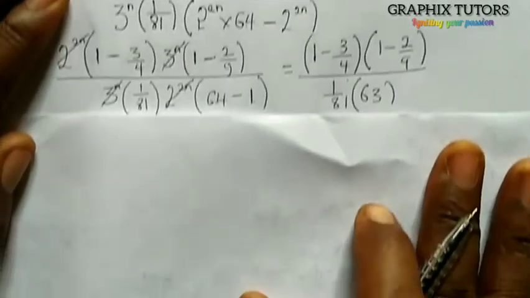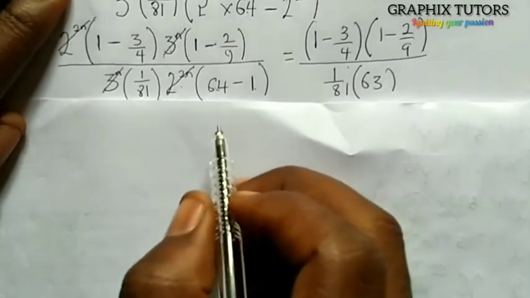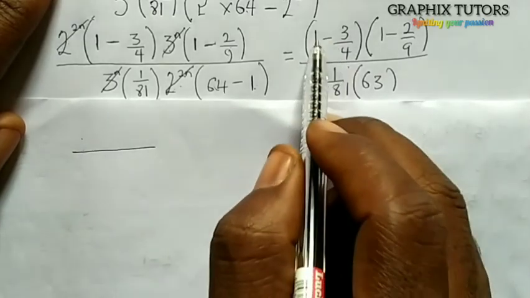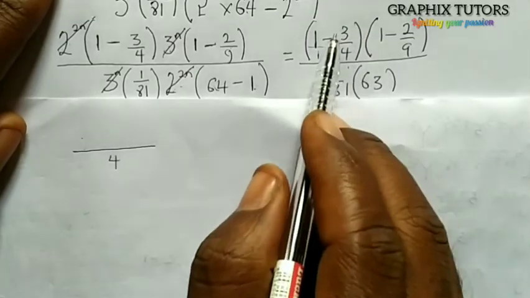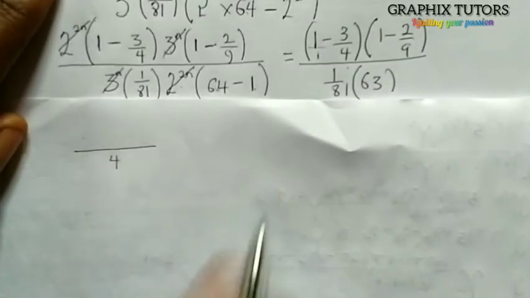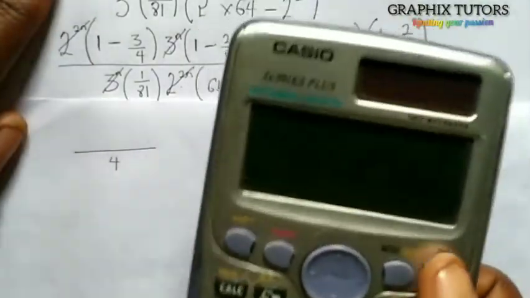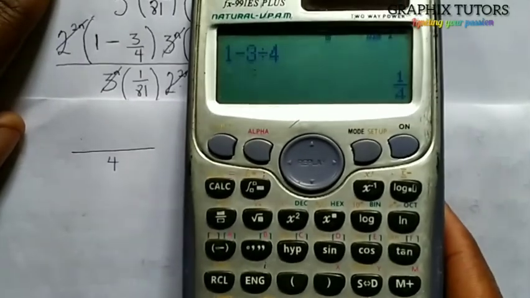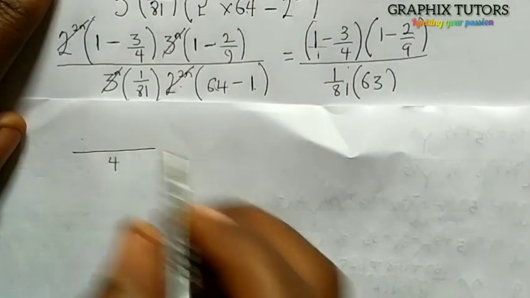So in the long run, let's move this forward. We will now have this: 1 minus 3 over 4. If you look for the LCM here, I have my LCM, which is 4. So 1 times 4 is 4. Or better still, you can use your calculator if you want to. If I use my calculator here, 1 minus 3 divided by 4, look at what it will give me. That will give me 1 over 4. You can see that?